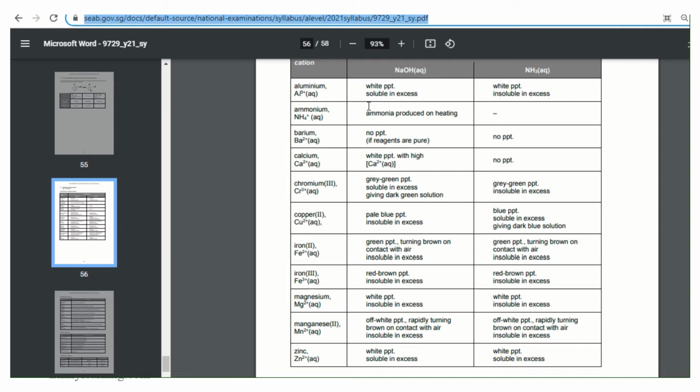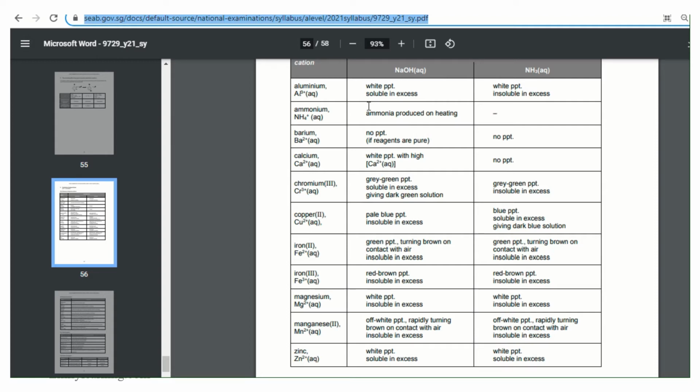So if you add sodium hydroxide but they did not ask you to heat, very likely you are not testing for ammonium, because in order to test for ammonium you need to heat it, and if ammonia gas is produced, then you can conclude that it is the ammonium ion. But if you do not heat it, that means you're not testing for ammonium. So from this question, later on I'll go through the question again.